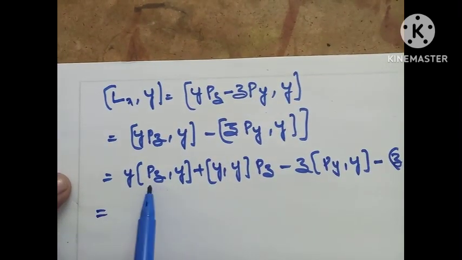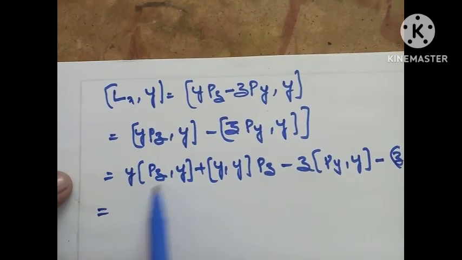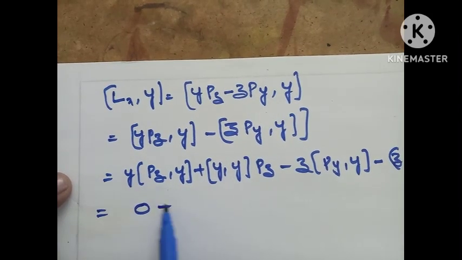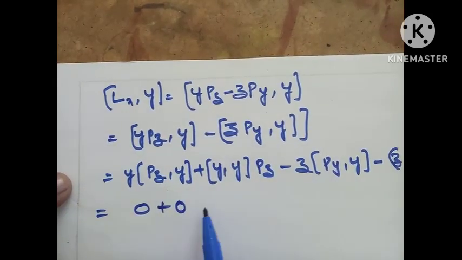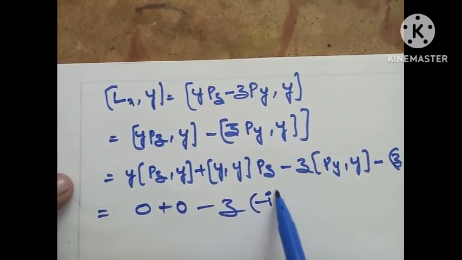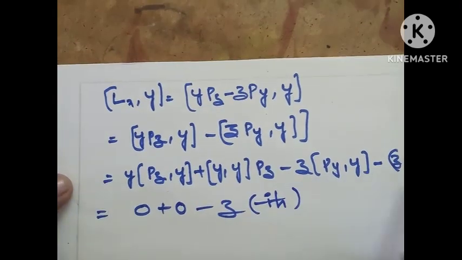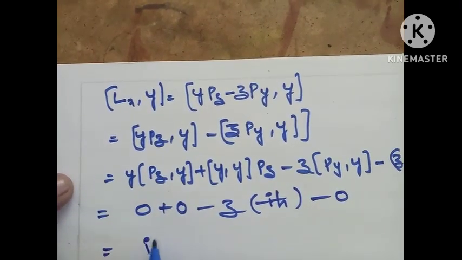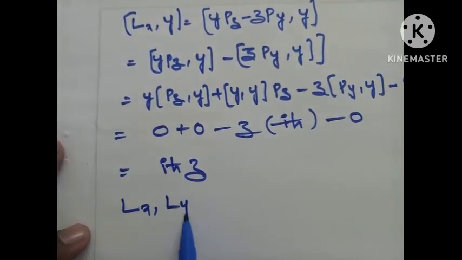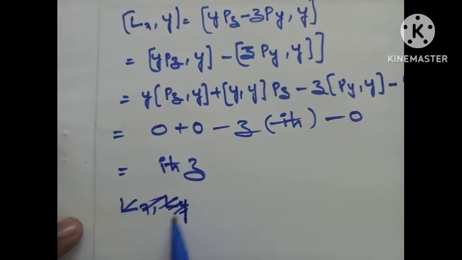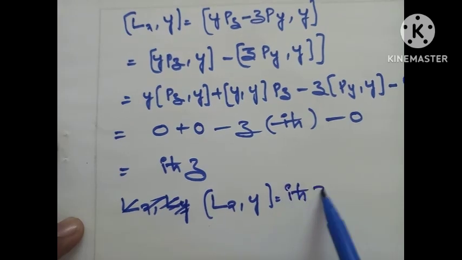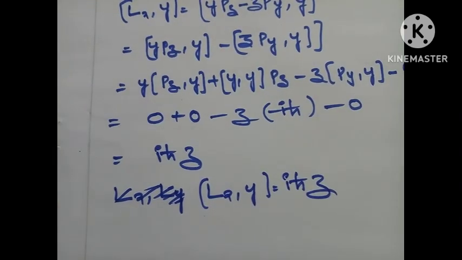What is the commutation rule between pz and y? 0, because both are different. And the commutation rule between two similar variables is 0. Here this can be minus z, and we know py comma y gives minus i h cross, and this is 0. So finally we'll get i h cross z. That means the commutation between Lx comma y is i h cross z.